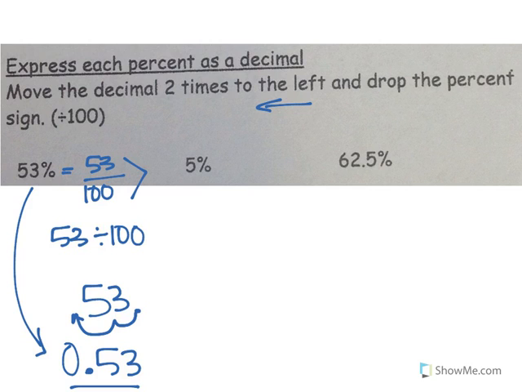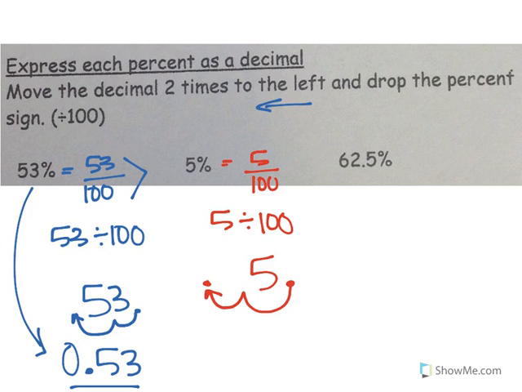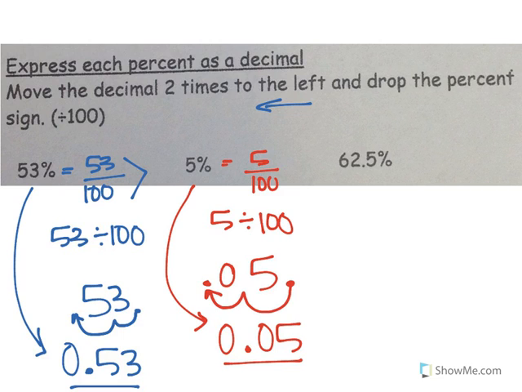Well, I could write it as a fraction, 5 over 100, and now I know that means I need to divide 5 by 100. When I divide 5 by 100, I take the decimal that was hiding behind the 5, and I move it 2 to the left. Now when I do this, I need to go ahead and add a 0 here as a placeholder. So my decimal is 5 hundredths because that 5 is in the hundredths place. So 5% is equivalent to 0.05 or 5 hundredths.